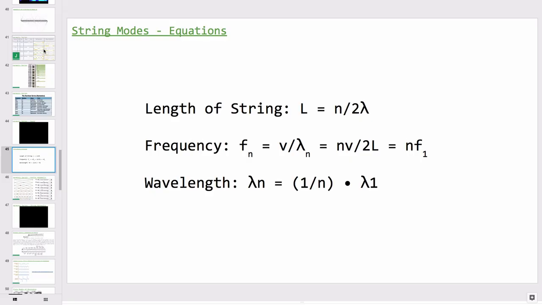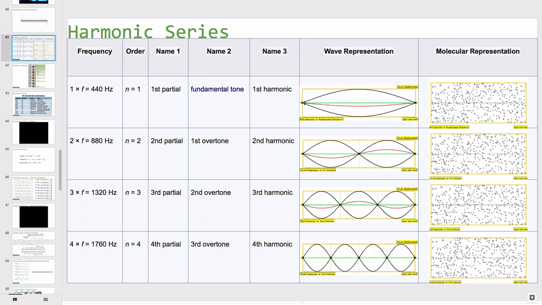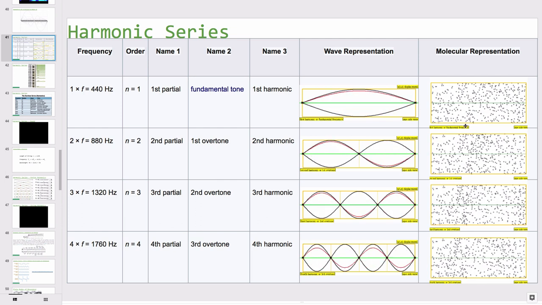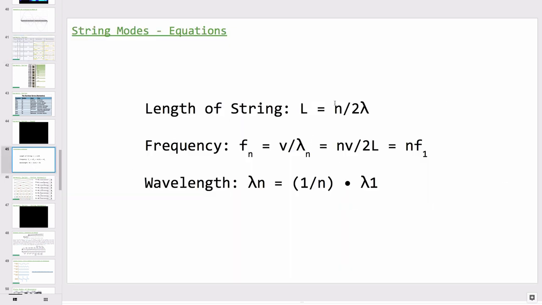So let's look at a couple equations in regards to string modes or harmonics and their relationship to each other. And let's look at the length of the string. So the length of the string is going to be equal to the node number, n is the node number. So in this case, if we think about the fundamental or first harmonic, if that's 1, it's going to be 1 over 2 times the wavelength, right? And we can see that right here. If we look back, the wavelength of the first harmonic is actually twice the length of the string. Does that make sense? Because this is just one half the cycle, and it goes like that. So the length of the string is going to be one half the wavelength, or the wavelength is going to be 2 times the length of the string, right? Over n. So n over 2 wavelength.